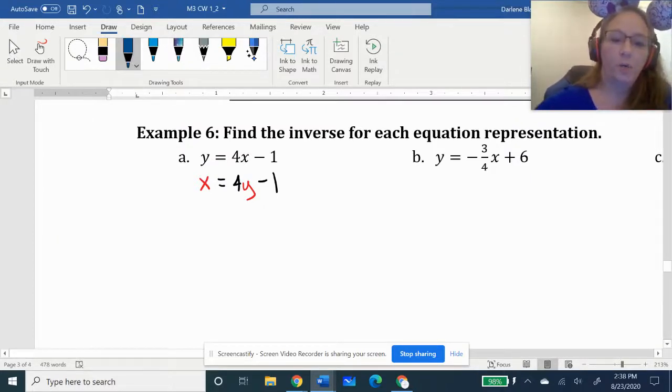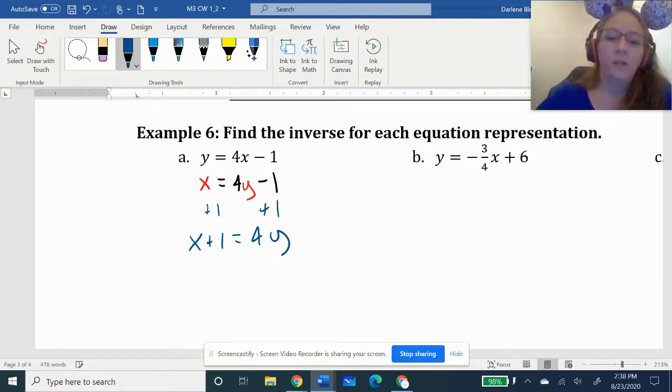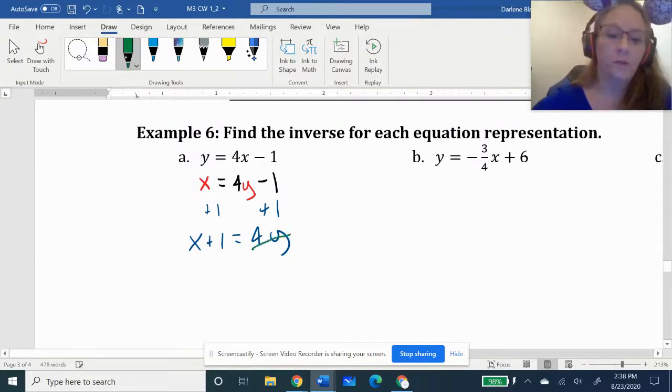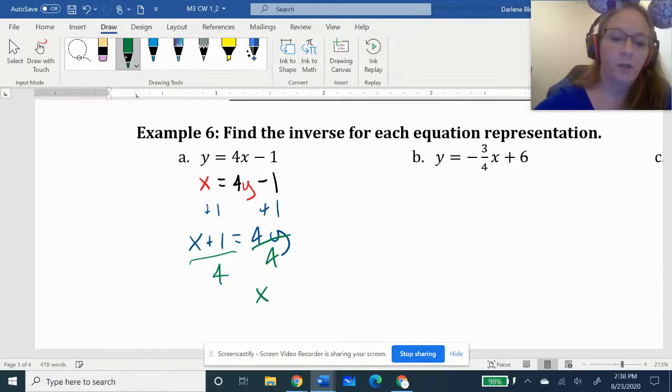The opposite operation of subtraction would be addition, so add 1 to both sides. And now to continue isolating y, I need to take care of the multiplication by 4 by doing the opposite operation and dividing both sides of the equation by 4. So (x + 1)/4 is the inverse function.